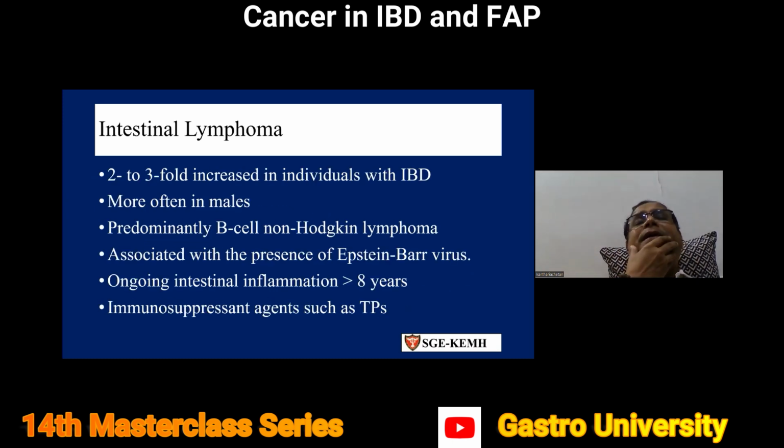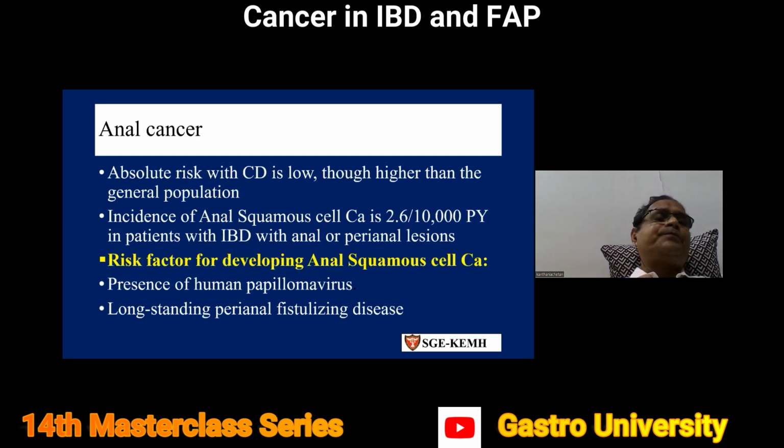Now coming to intestinal lymphoma. Intestinal lymphoma occurs around 2 to 3 times more in individuals with inflammatory bowel disease. It is seen more often in males, and it is predominantly B-cell non-Hodgkin lymphoma or lymphoma associated with Epstein-Barr virus. It occurs in patients where there is ongoing intestinal inflammation for more than 8 years, and more so in patients who have been receiving treatment in the form of thiopurines, a common immunosuppressant agent.